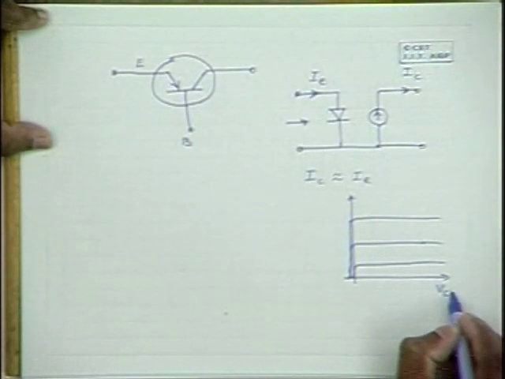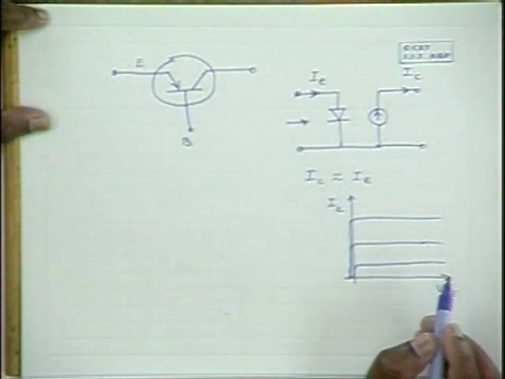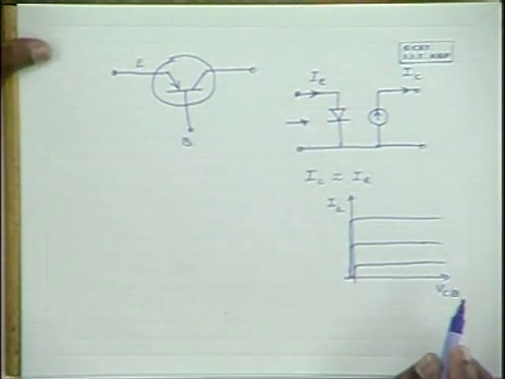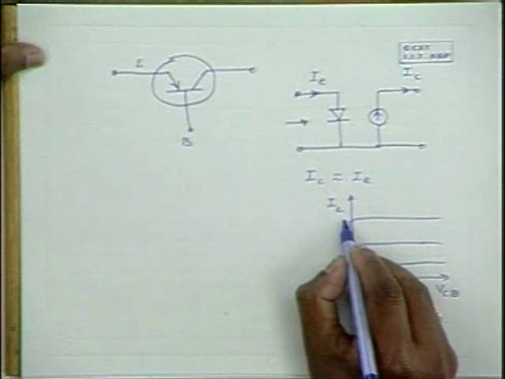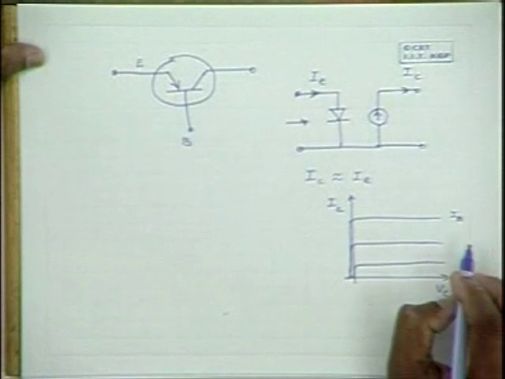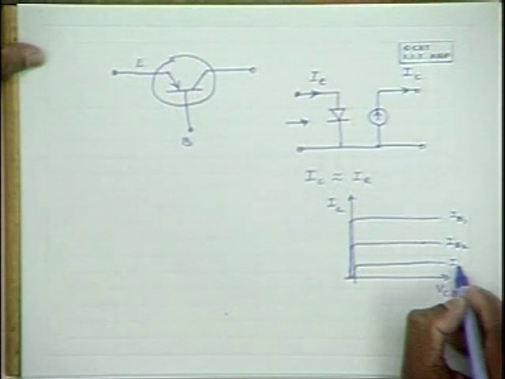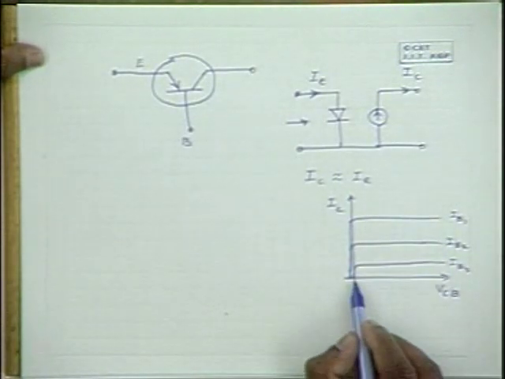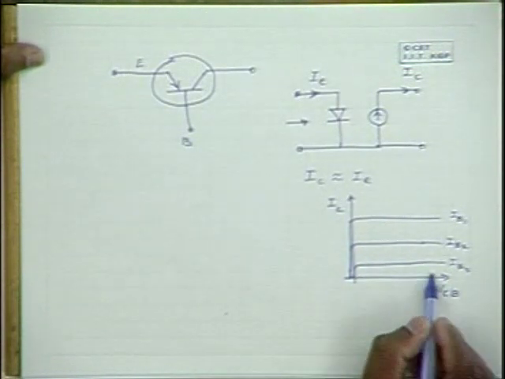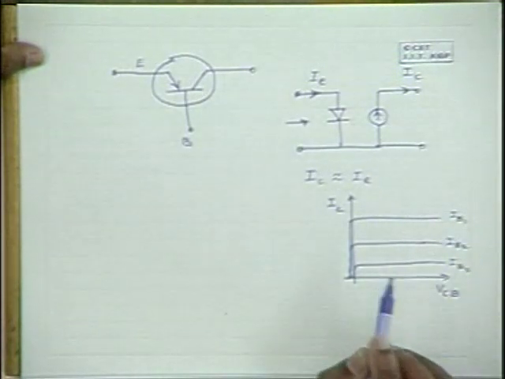This is VCE and this is IC. VCB versus IC, this is the characteristics. So the collector current is proportional to the base current, or beta times the base current. And the current is almost independent of VCB. Whether VCB is small or large or has intermediate values, the collector current is only dependent on IB.